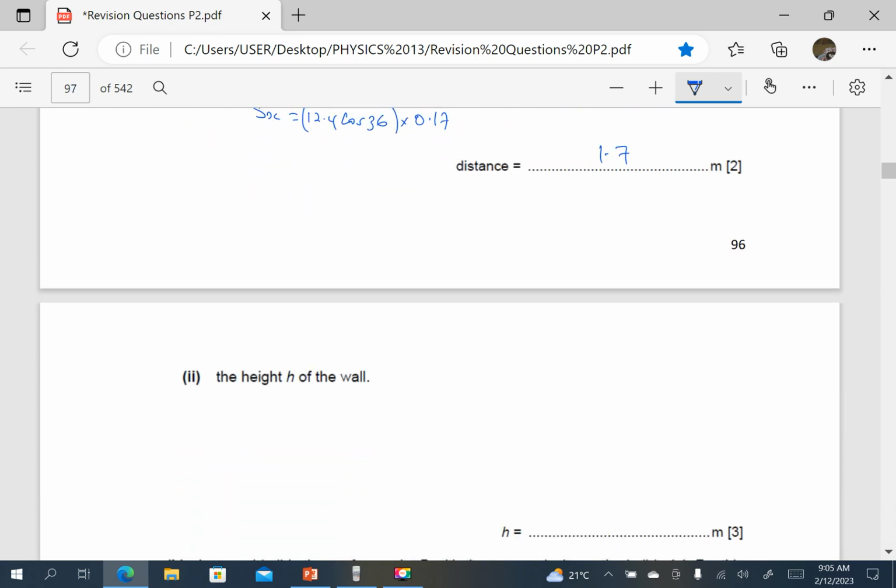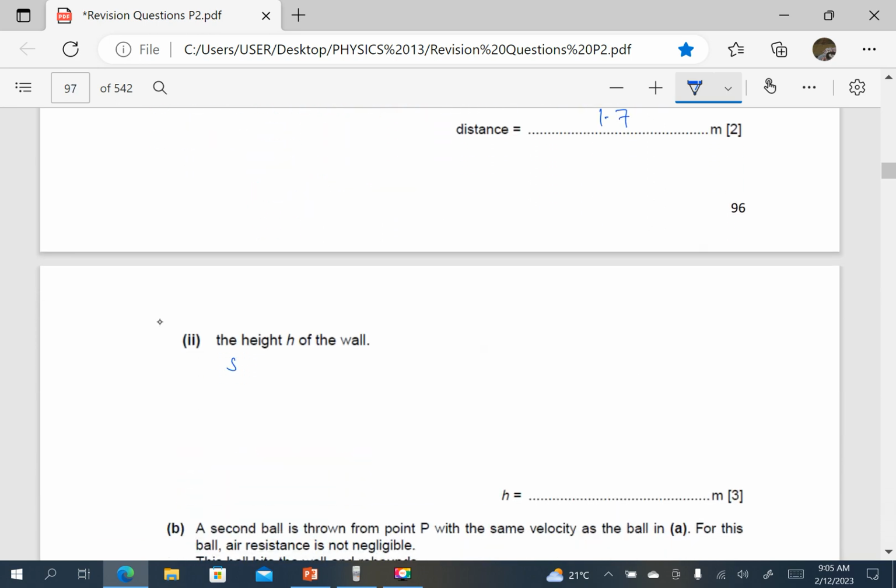So height is in the vertical, so using the same formula, S is equal to ut plus a half at squared. I'll now consider vertical motion, S in the y, initial velocity in the y, acceleration in the y. So height S in the y is the height h. Initial velocity in the vertical, we resolved the speed in the vertical, so it is 12.4 sine of 36. Here I will put a minus because the body moved against gravity. The acceleration will be negative. So minus a half times 9.81.